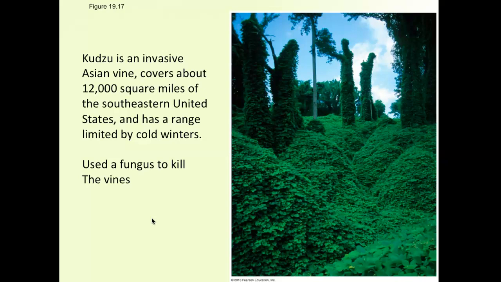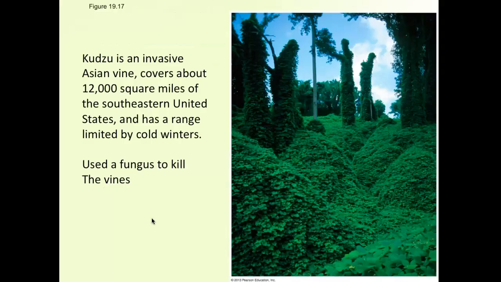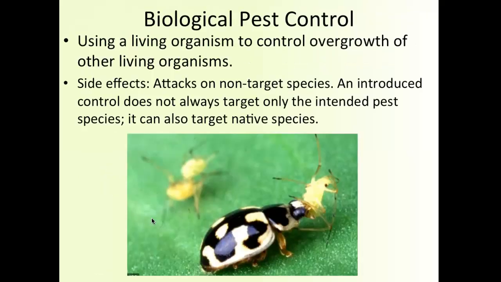But another aspect that has been used and is still being used is something called biological control of pests. Sorry, this is the slide. So biological control is using an organism to control the overgrowth of another organism. So you can see this ladybug-ish character eating an aphid.